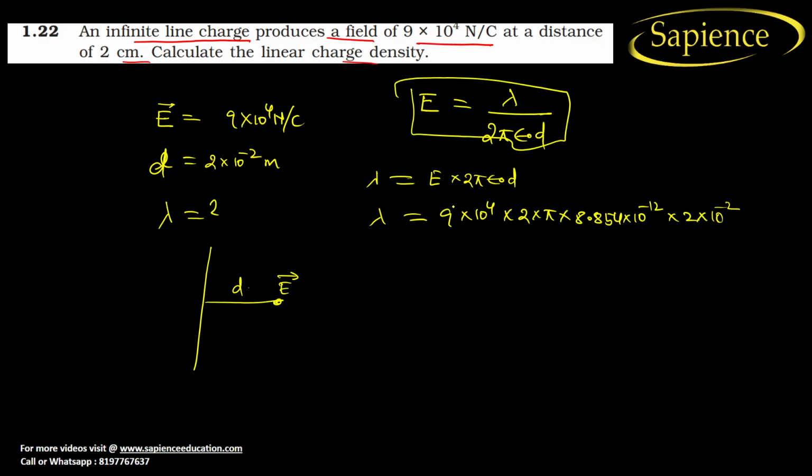One more thing you can do for a shortcut or good calculation is 2 lambda divided by 4 pi epsilon naught into D. So this will be 2 lambda divided by 4 pi epsilon naught, which means it's k into D. So from here we can say that lambda is equal to E into k into D divided by 2.